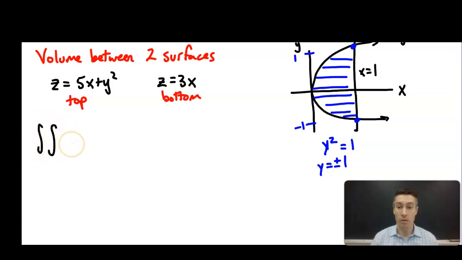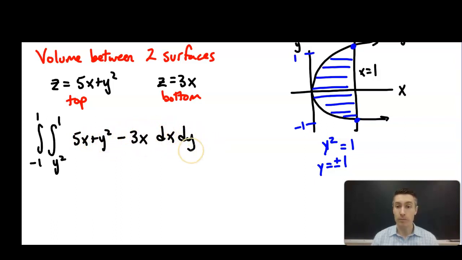Now with that decided, we can set up our double integral. So we have the double integral going from left to right. We're going from y squared to 1 and then negative 1 to 1 along the y-axis. And then just like area between curves, where it was top minus bottom, volume between surfaces will be top minus bottom. So we have 5x plus y squared minus 3x dx dy. And if it were necessary, make sure you have parentheses so that you would distribute the subtraction sign appropriately so that you have all of the correct signs for each term.